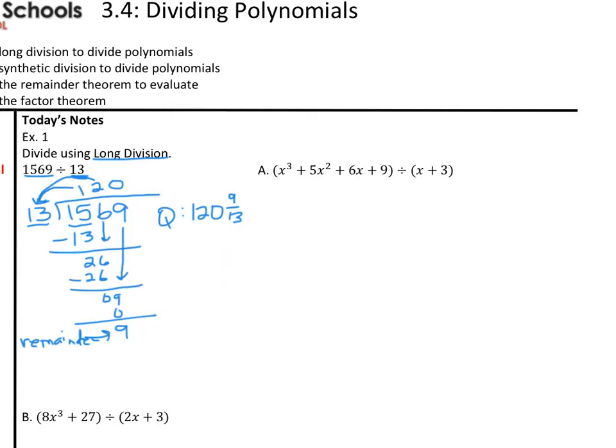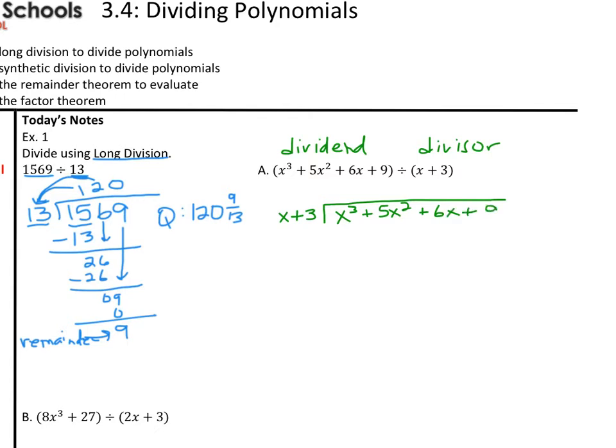It says x cubed plus 5x squared plus 6x plus 9 divided by x plus 3. The original polynomial is our dividend. And what we're dividing by is our divisor. The divisor goes on the outside of the dividing bar. Make sure to give yourself some space because we're going to write up above. And the dividend goes on the inside. X cubed plus 5x squared plus 6x plus 9. All right, I'm going to put a 1 as my coefficient for my lead term.